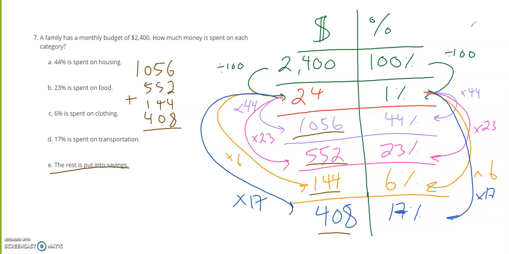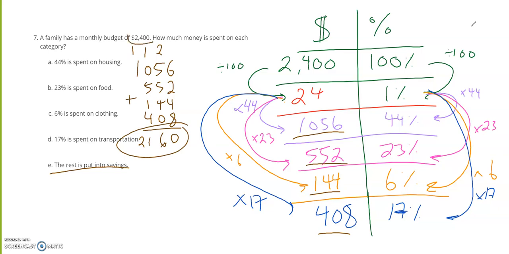6 and 4 is 10. 8 and 2 is also 10. 10 and 10 is 20. 5 and 5 is 10. 4 and 2 is 6. 10 and 6 is 16. 5 and 1 is 6. 6 and 4 is 10. 10 and 1 is 11. 1 and 1 is 2. This is all the money that they spent. Everything else goes into savings.